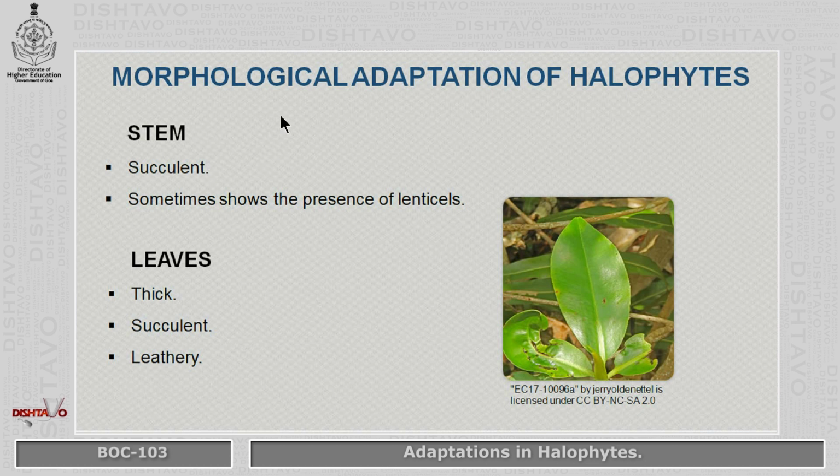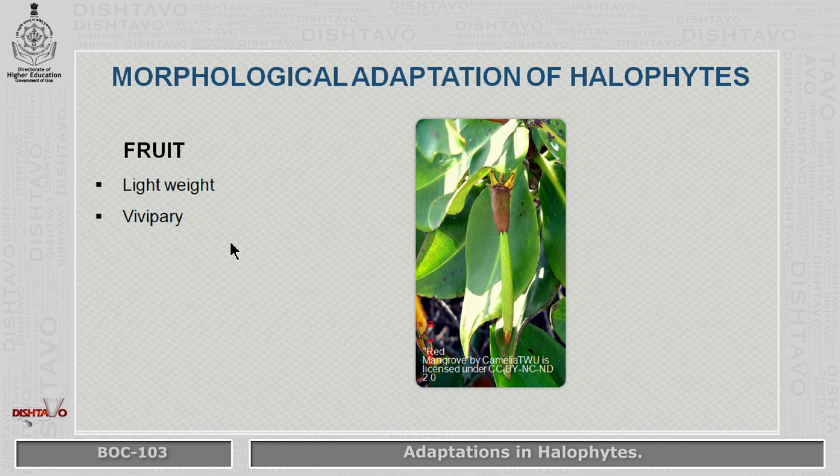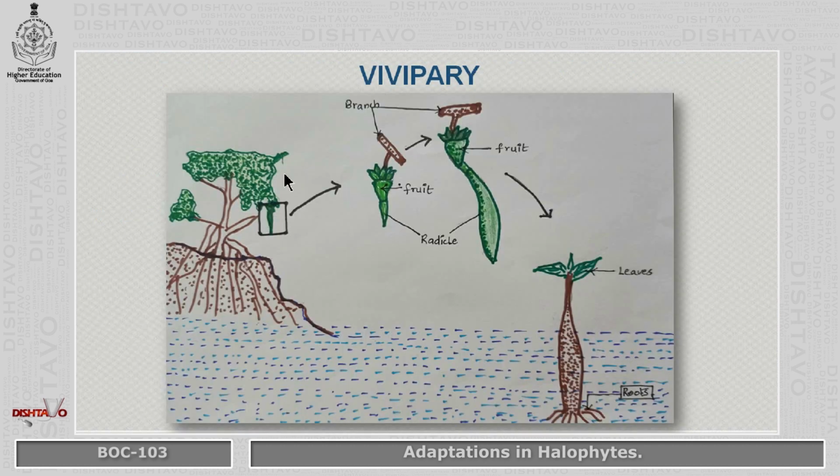Moving on to the stem. The stem of halophytes is succulent in nature and shows the presence of lenticels. Lenticels help in gaseous exchange. The leaves of mangroves are thick, succulent and leathery. The fruit is light in weight and exhibits vivipary.